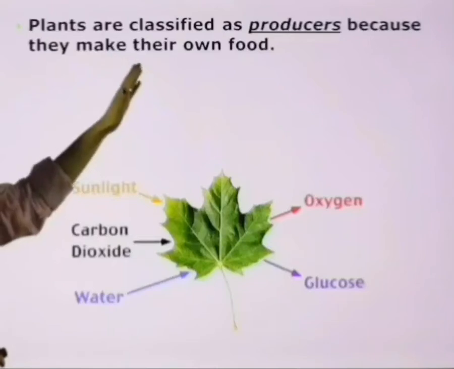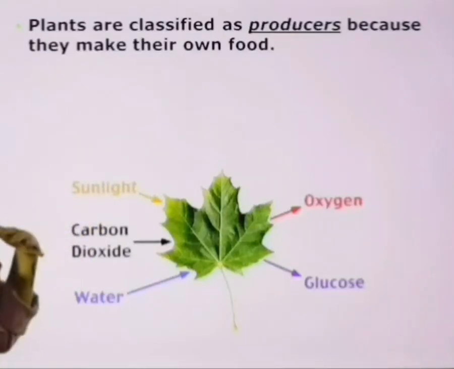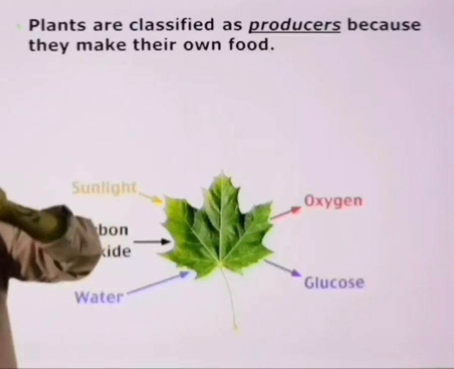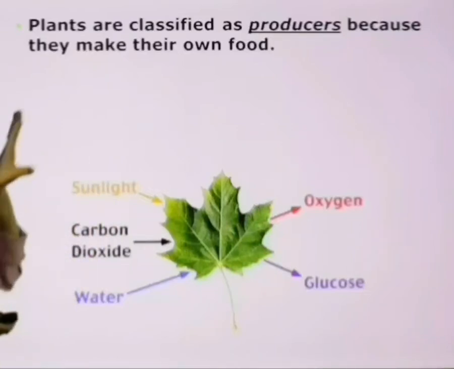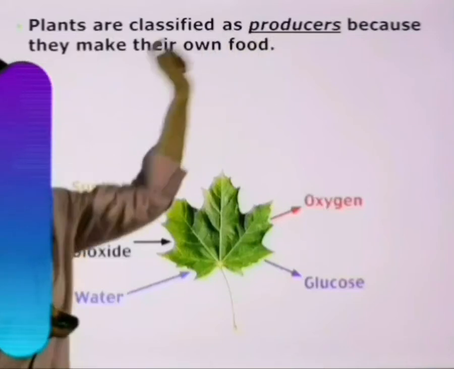Plants are classified as producers because they make their own food. They produce their own food. Their mommies or the other animals do not give them the food and feed them with a spoon. No, the plants themselves make their own food. That's why they're called producers.